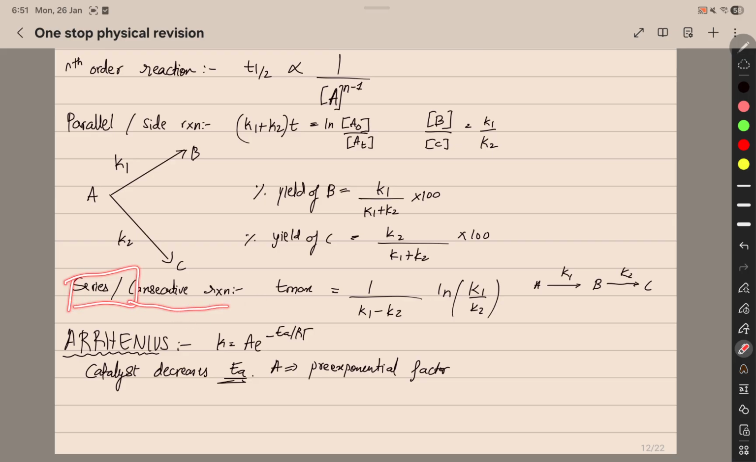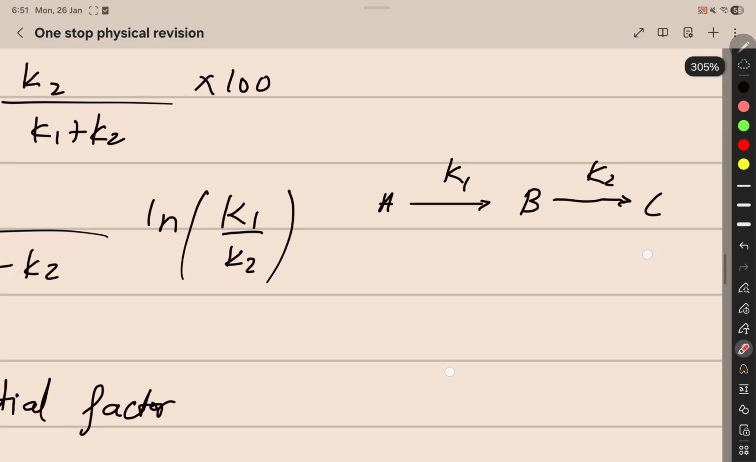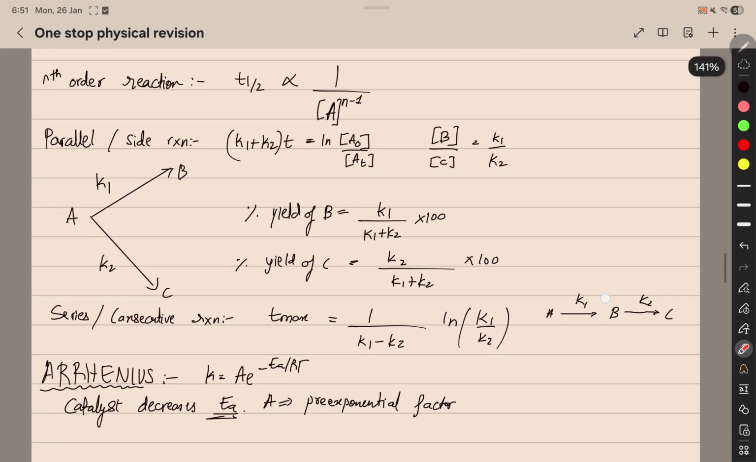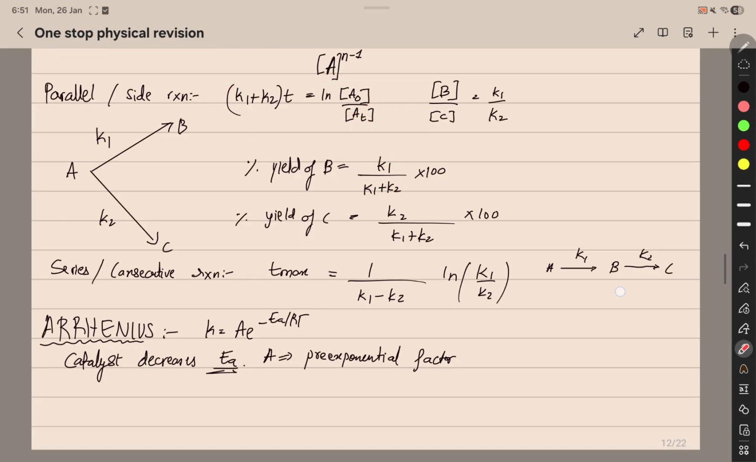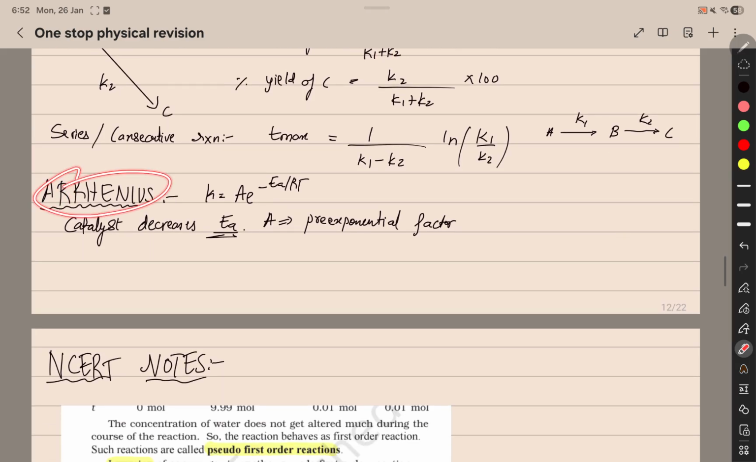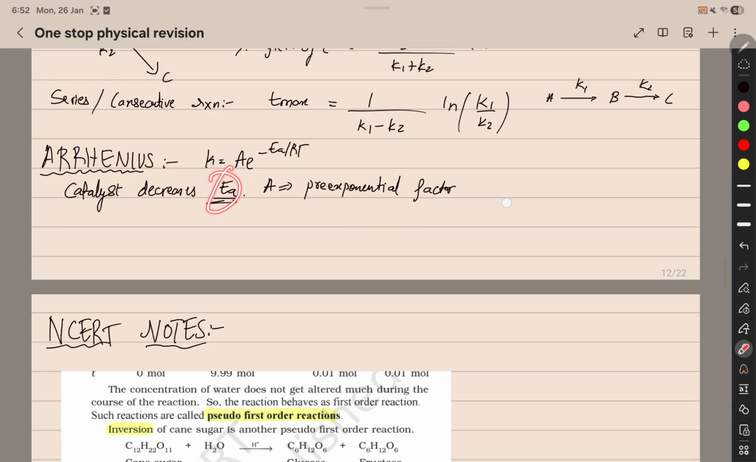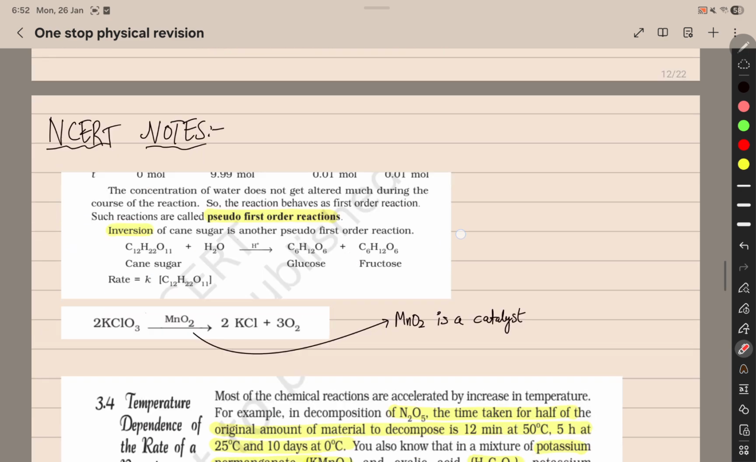Series and consecutive reactions, T max is equal to 1 by K1 minus K2 ln of K1 by K2, and these are the reactions that are proceeding. A gives B gives C with K1 and K2. Okay, so this is, I think, the rate law. So anyways, we have the Arrhenius equation, which is K is equal to A e power minus Ea by RT, that everybody knows. Catalyst decreases Ea, and A is the pre-exponential factor.